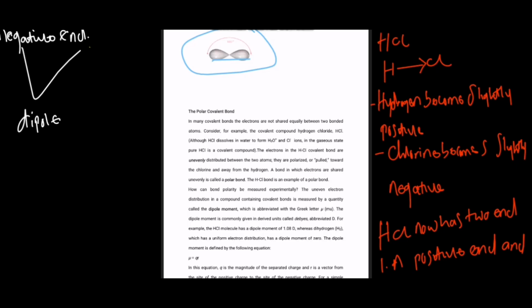What this unequal sharing of electrons, which happens in a polar covalent bond, really causes is that one of the atoms becomes slightly positive and the other atom becomes slightly negative. Using the example of hydrogen chloride, the electron or the bond moves towards the chlorine side, which makes the hydrogen slightly positive and the chlorine slightly negative. In essence, the hydrogen chloride molecule now has two ends, a positive end and a negative end, and this is what we call the dipole.